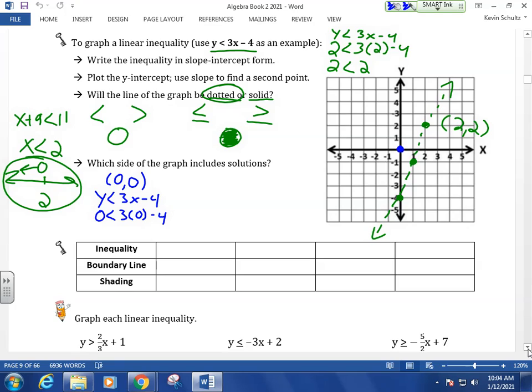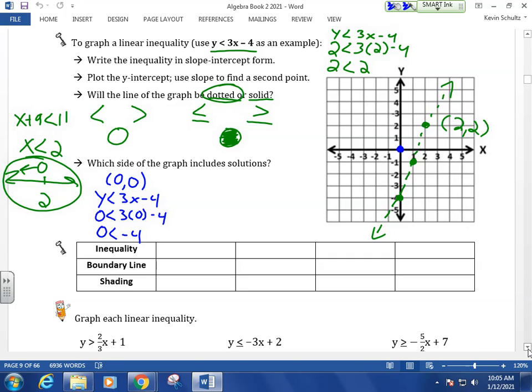What is the right side of that simplified to be? 3 times 0 minus 4. Yeah. Negative 4. Is 0 less than negative 4? No. So does 0, 0 work in our inequality? No. And because 0, 0 doesn't work, neither will any other ordered pair on that side of the line.